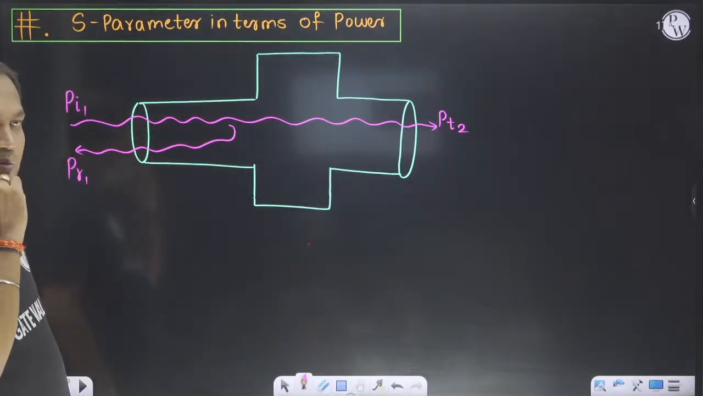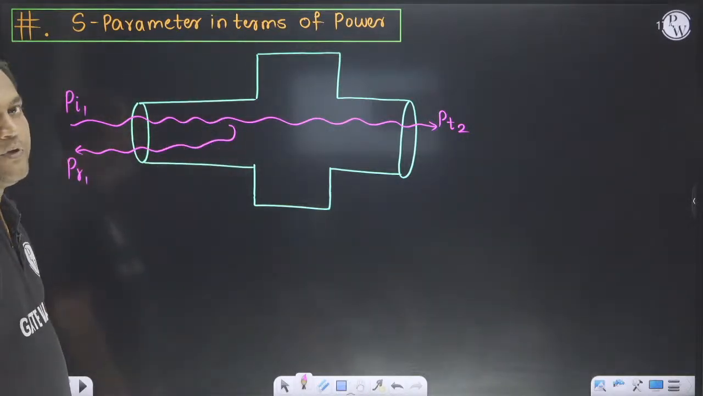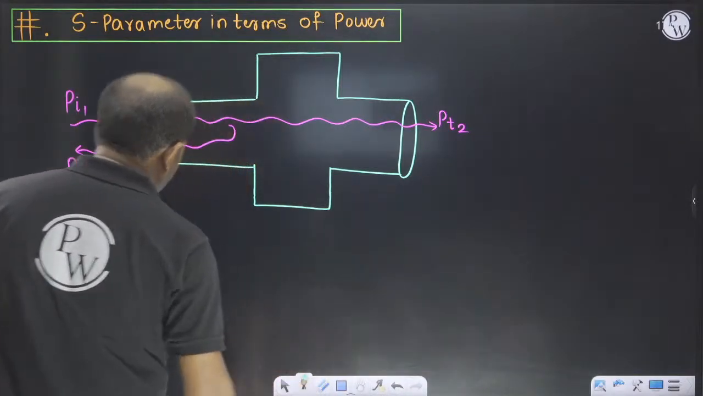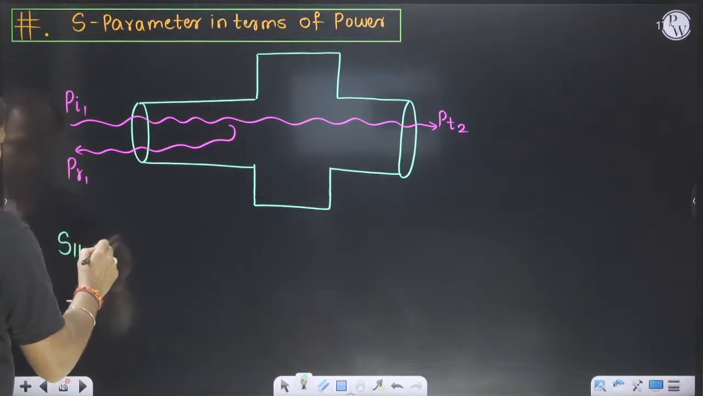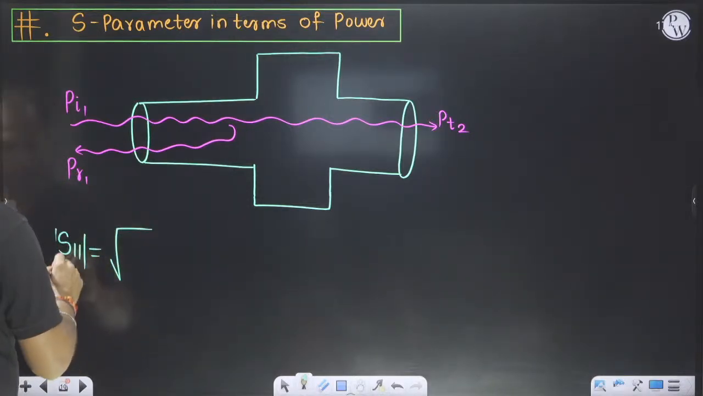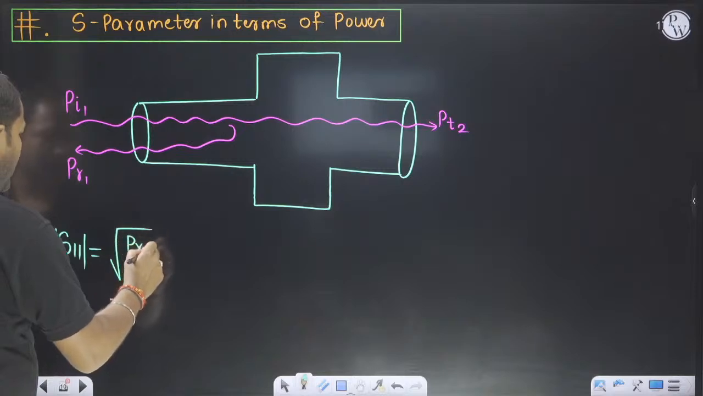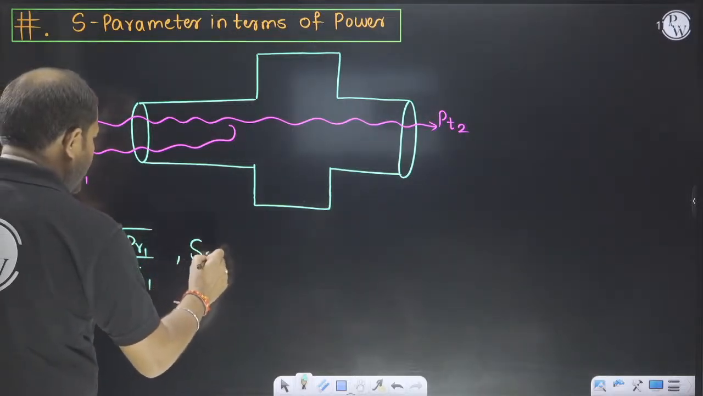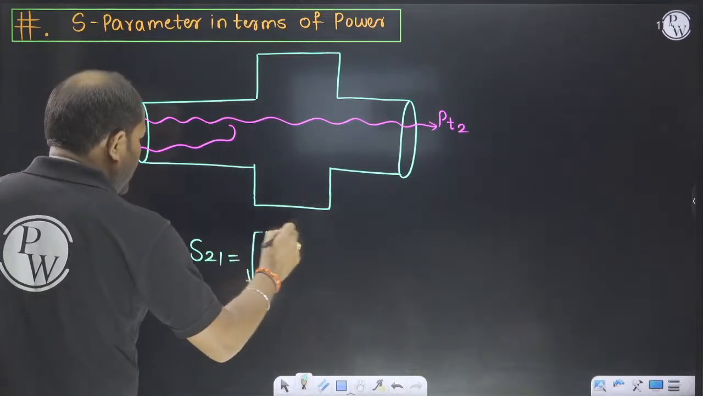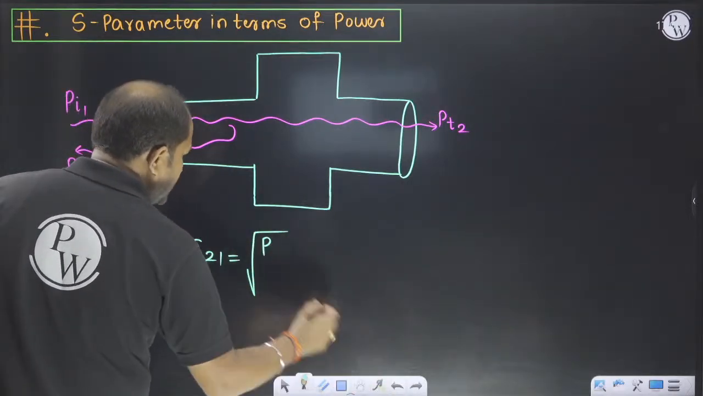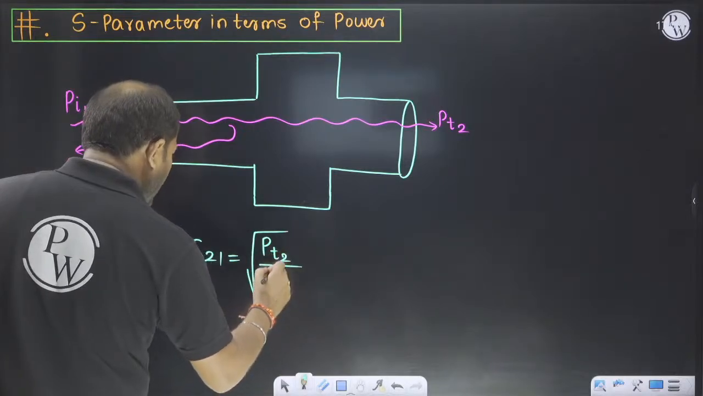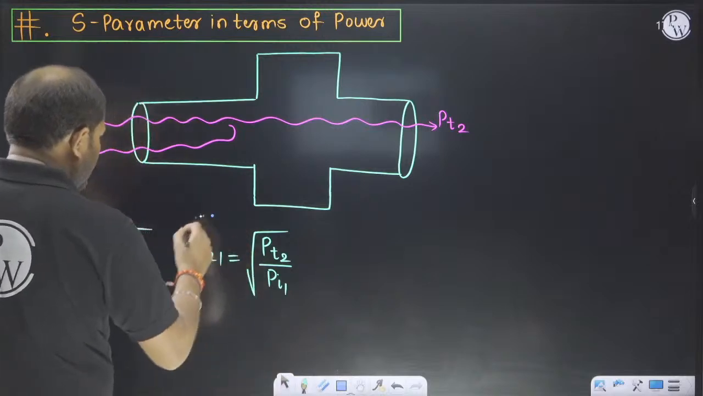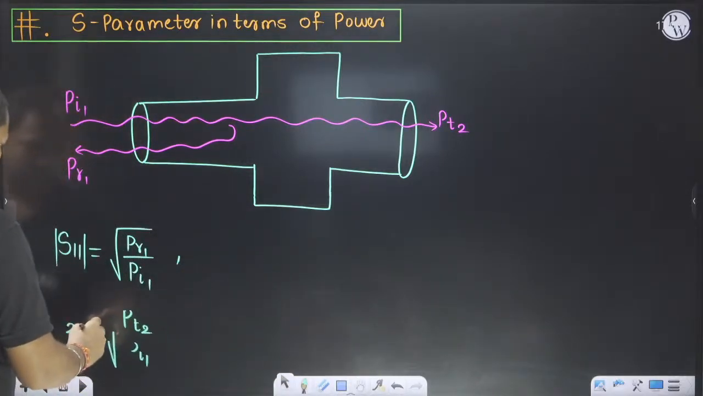So we have defined power. In terms of power, first of all we are going to define what is S11. S11 in magnitude is the square root of reflected power upon incident power, and S21 is defined as Pt2 upon Pi1, that means transmitted power upon incident power. So this is our Pi1 and Pr1.